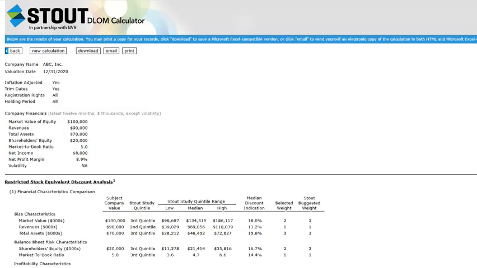On the final page, you may download your analysis and results to Excel, you may email the results to your email address, and you may print out the results and analysis to PDF or paper. Please note that the Excel download will provide you with the documentation on which transactions from the study were used in the financial characteristics comparison and best comparables analysis steps of your DLOM calculation.